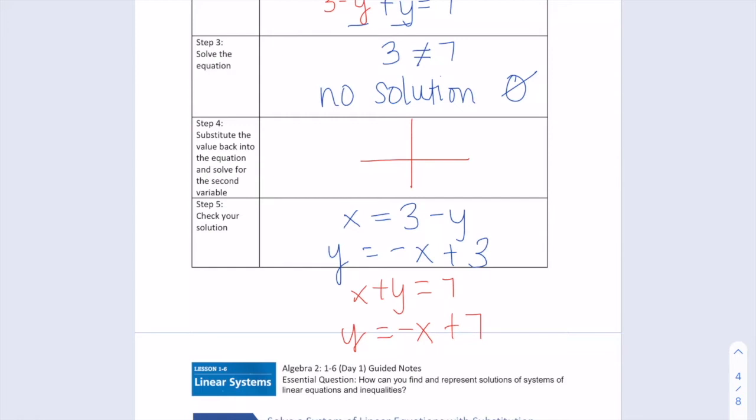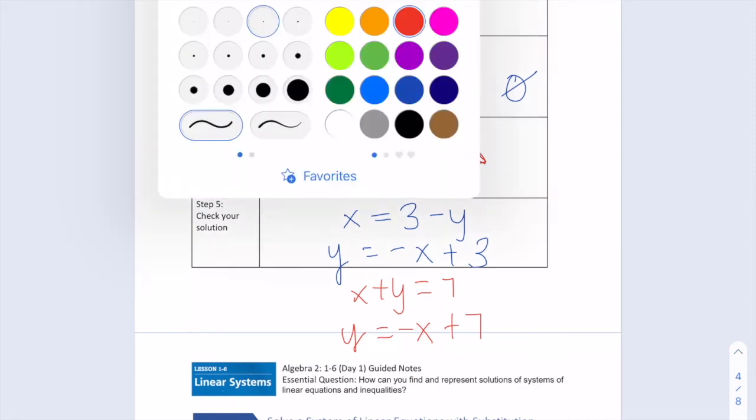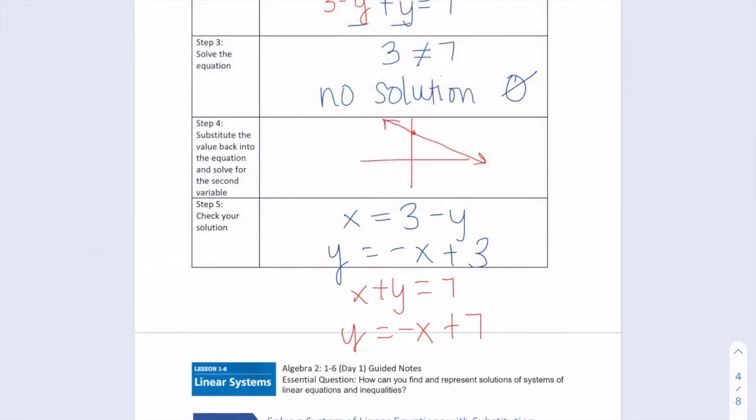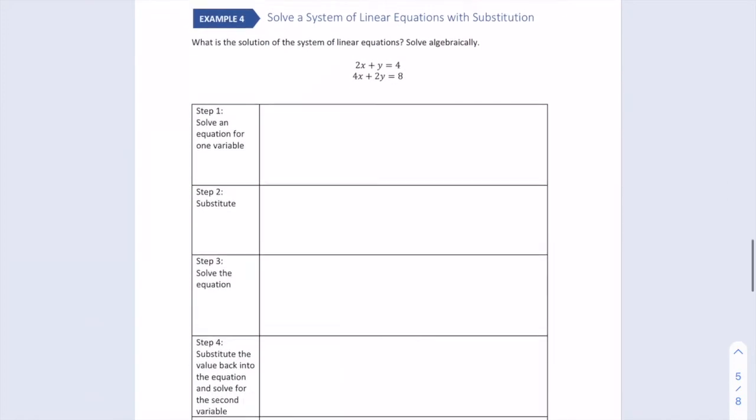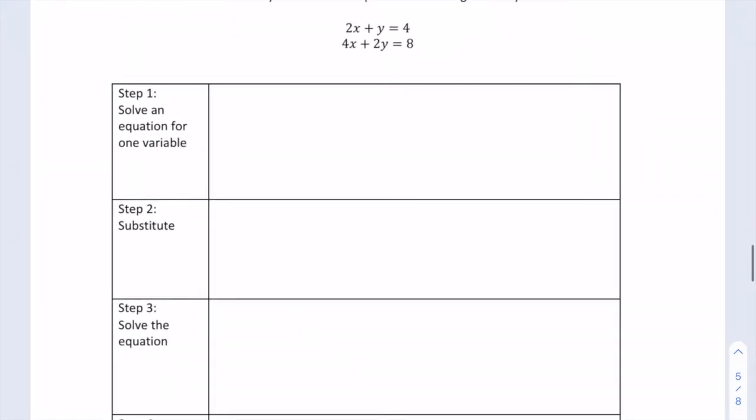So on a graph, the first line would be 7 here, would be the y-intercept and go down. And then the y equals negative x plus 3 would be right here. So they're going to be parallel lines. So parallel lines will never intersect and will not have a solution. Okay, let's go to the next example.